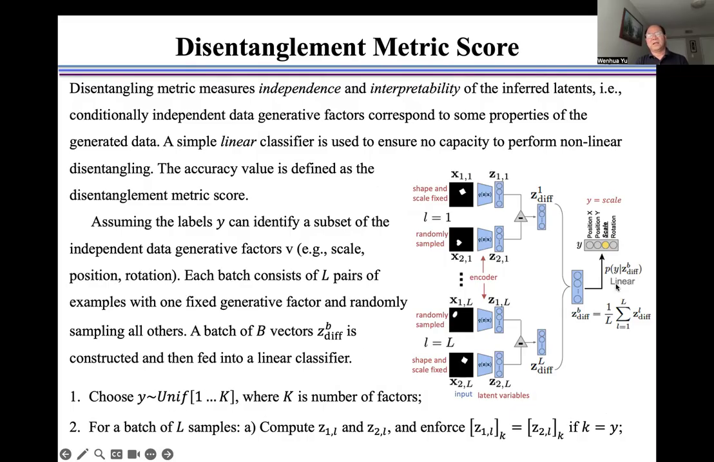This is a linear classifier. First, choose Y from a list of factors as shown here, where K is the number of factors. Second, for a batch of L examples as shown here. A, compute Z1 and Z2, for example, here, by using this encoder, and enforce Z1 equal to Z2 if K is equal to Y.